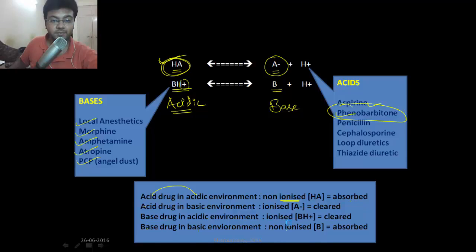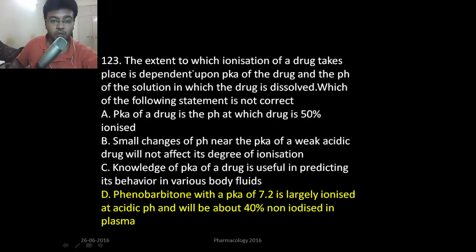Clear? So here is a very beautiful question which asks which of the following is true. The statement is, if you put phenobarbital with a pKa value of 7.2, it is largely ionized at acidic pH. Phenobarbital is a weak acid, barbituric acid, and it will be converted to its ionized form only when you put it in a base. So acid in a base will be ionized, and this statement is wrong. It is largely non-ionized, because if you put acid in an acid, it will be largely non-ionized.